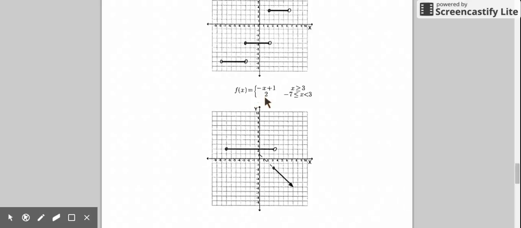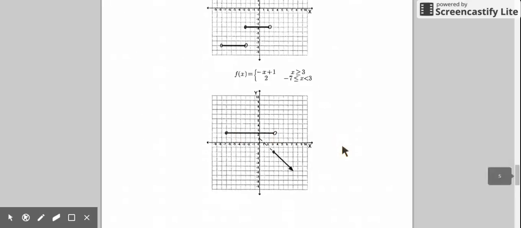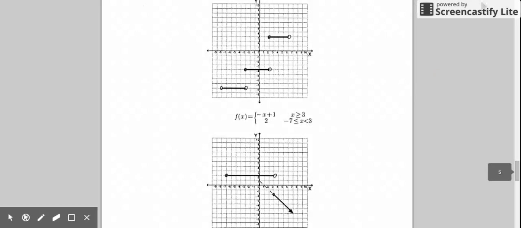We got y equals 2, but in between -7 and 3, and then we include -7, but we do not include +3. So horizontal line at y equals 2, in between -7 and 3, not including 3. So there's piecewise functions, which is just a fancy way of drawing segments and rays.